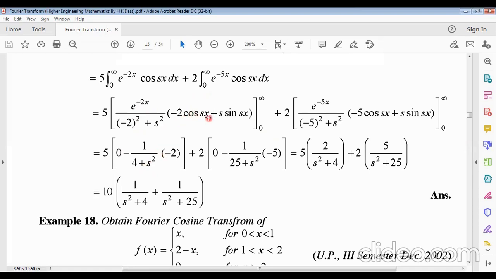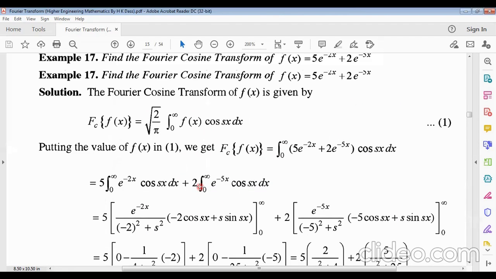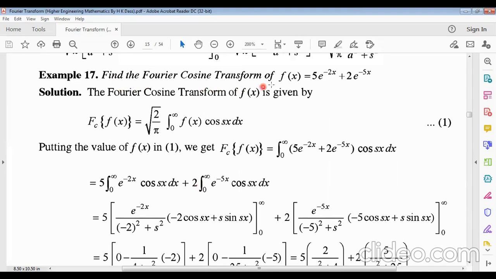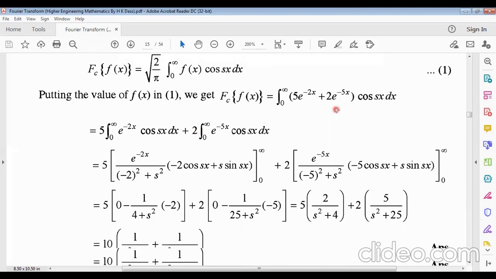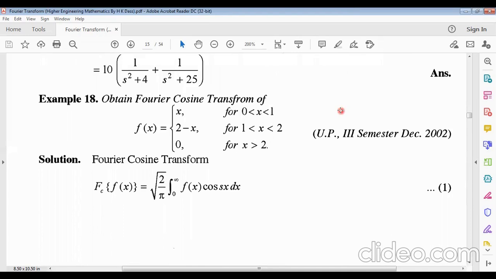Okay. So cos 0 means what? 1. This is why only minus 2 will exist. Similarly, from this part, we get this one. Now adding these two parts, we get this, and this is the actually obtained result of the Fourier cosine transform of this. Okay, very easy example.